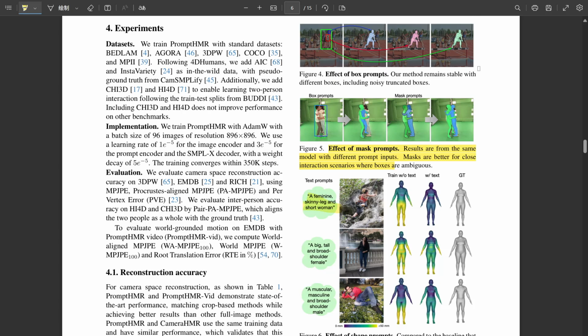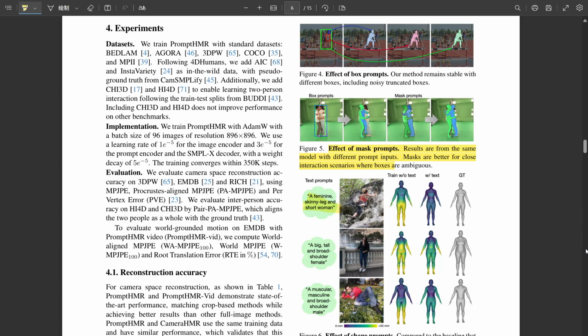And importantly, if a particular prompt isn't available, say you don't have a text description, it just uses a learned null token. So the system's flexible. Clever. So the image gets processed, the prompts get encoded into these compatible tokens. Then how does it actually bring them together?